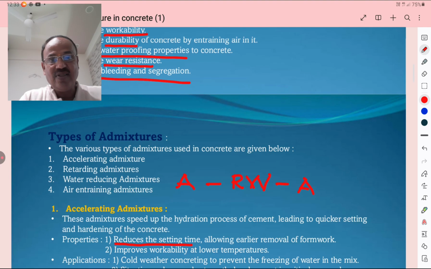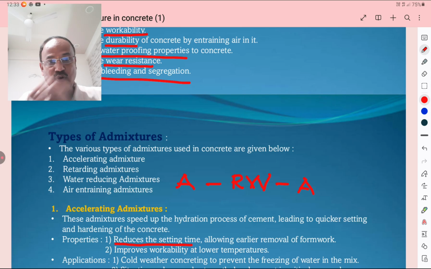So one must know what is the purpose of adding the admixtures in the concrete. Then we are going to discuss the types of admixtures. One must remember ARWA. What is the A? That is the accelerating admixture. What is the R? That is retarding admixtures. What is the W? That is water reducing admixtures. And what is the A? That is air entraining admixtures. One must know all these types of admixtures. And there is one superplasticizer also.